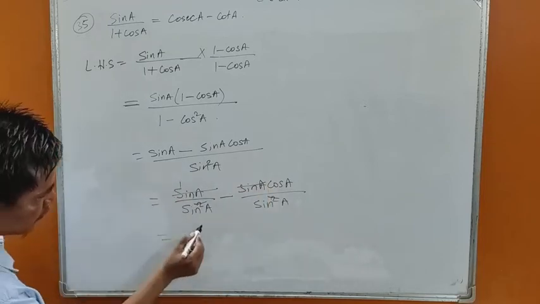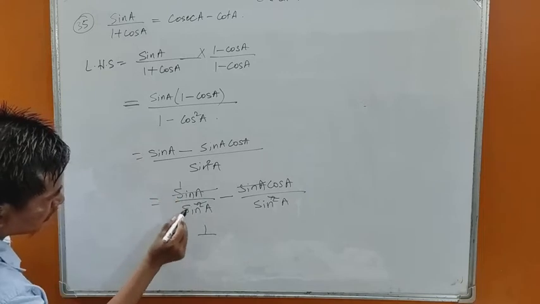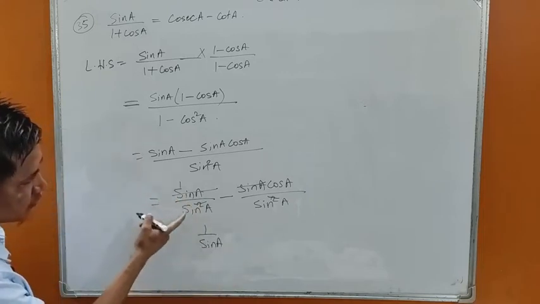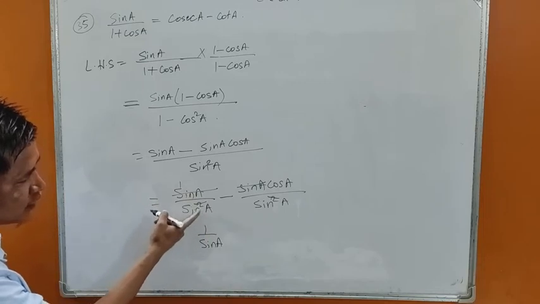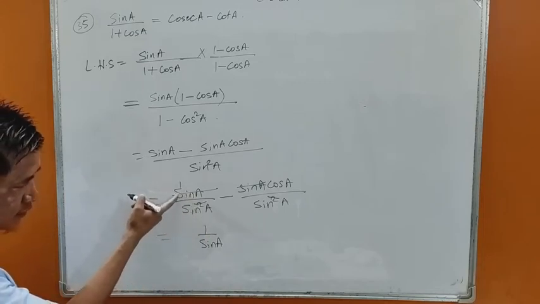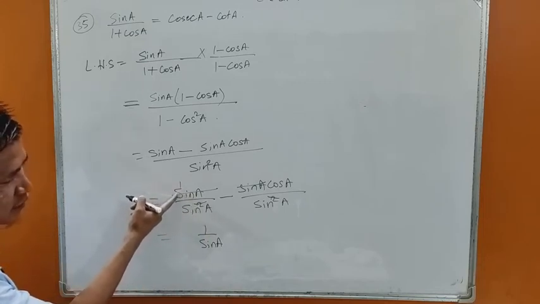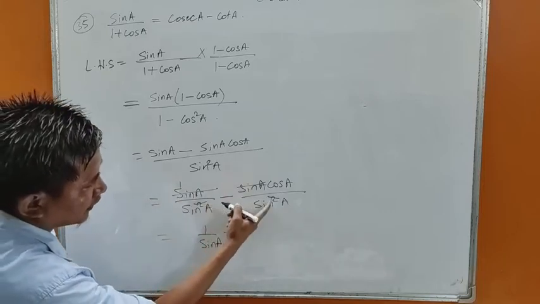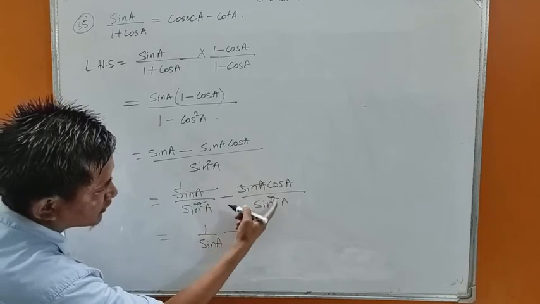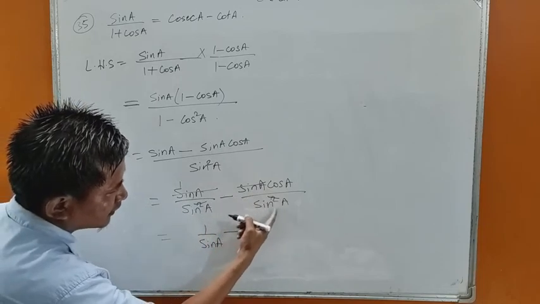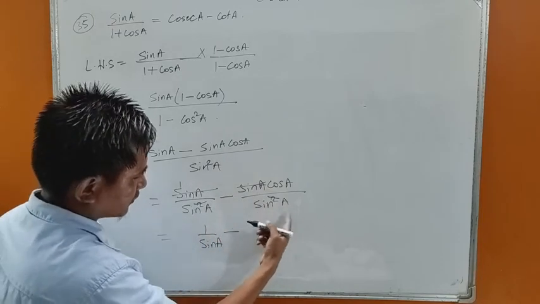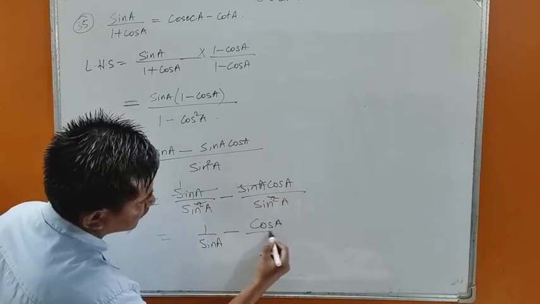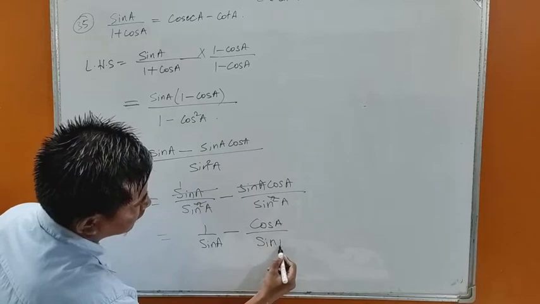Here we have 1 upon sin A. Are you getting me? Because here we had sin square A, so one sin A and the sin A from the numerator got cancelled. So 1 upon sin A minus, here we have sin A and sin square A, so sin A and sin A cancelled. Another sin A is in the denominator, so cos A upon sin A.